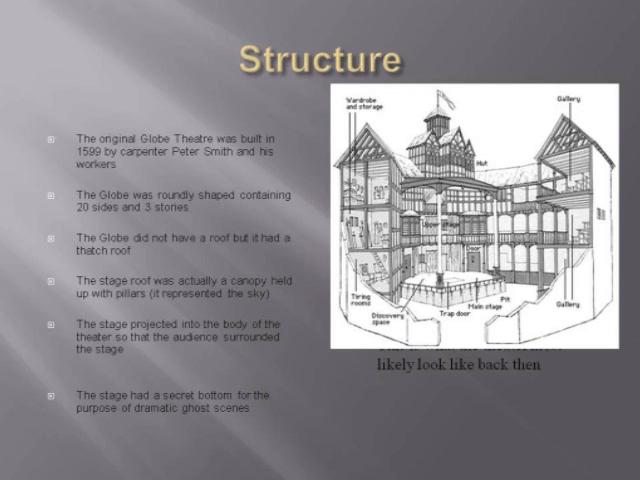It represented the sky. The stage projected into the body of the theatre so that the audience was surrounded by the stage. The stage had a secret bottom for the purpose of dramatic ghost scenes and effects. In the picture on the right, you will see what the Globe looked like back then.